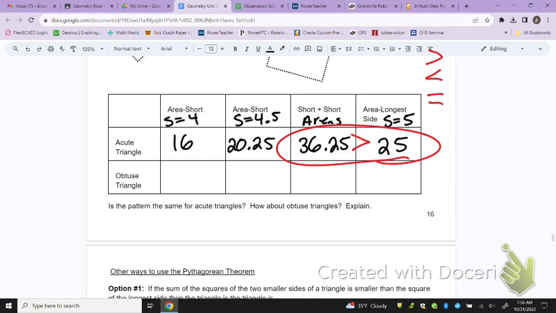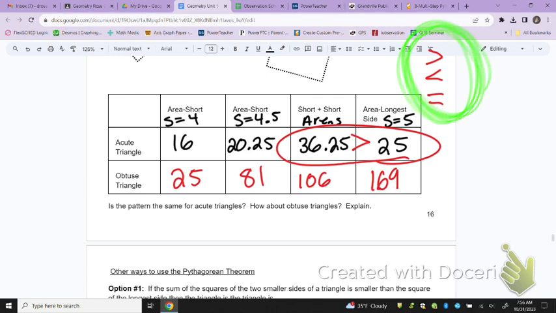For the obtuse triangle, one of the short sides is 5 with an area of 25. One of the short sides is 9 with an area of 81. We're going to add those two together. 25 plus 81, we get 106. The area for the longest side was 169. How can we compare these two areas? Hopefully you're saying that 106 is less than 169.